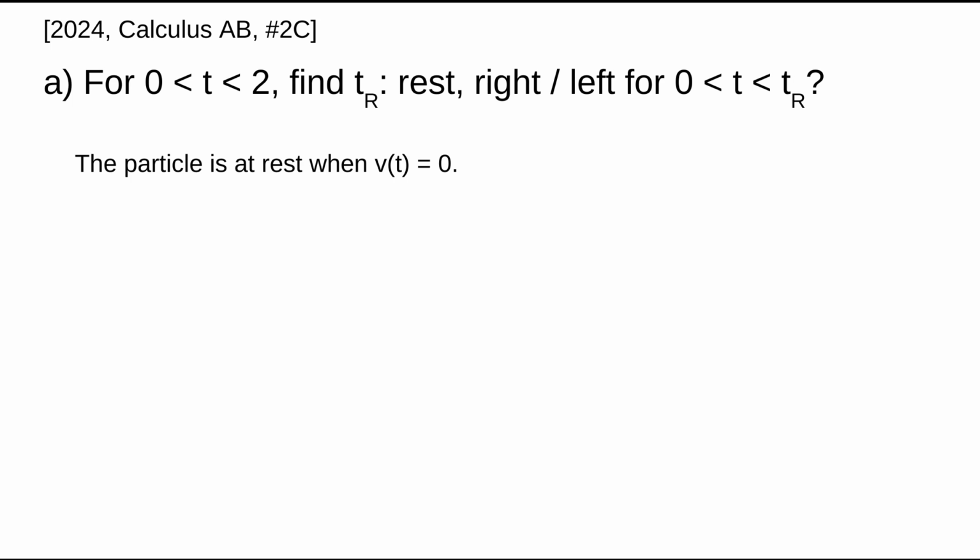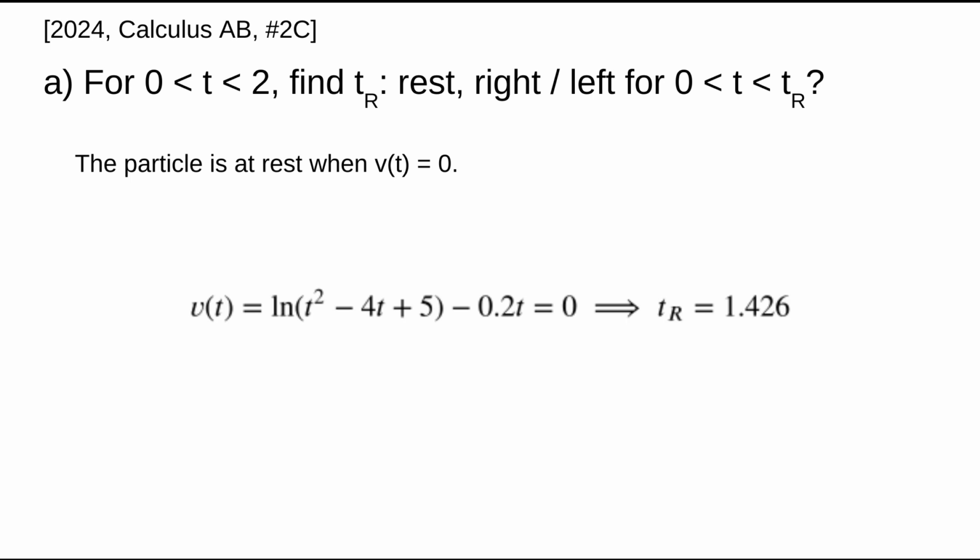So the particle will be at rest when its velocity function is equal to 0. It's a calculator active question, so we can take the velocity function, set it equal to 0, and solve for that on our calculator, however you please. And it turns out that the velocity will be 0 at this value t sub r equal to 1.426.